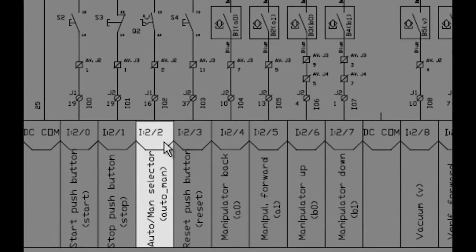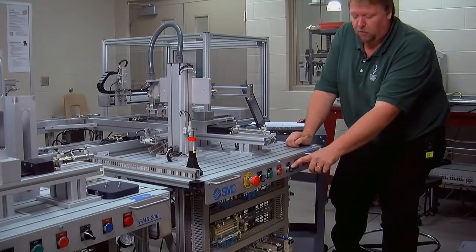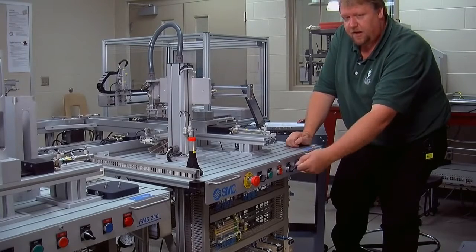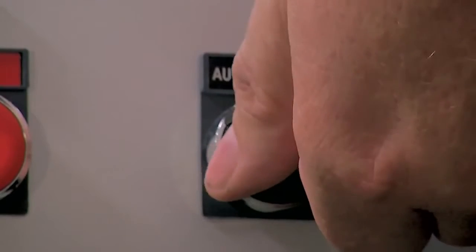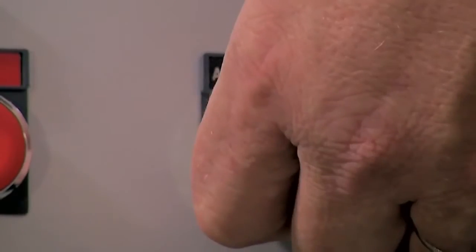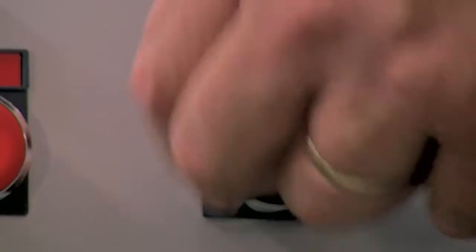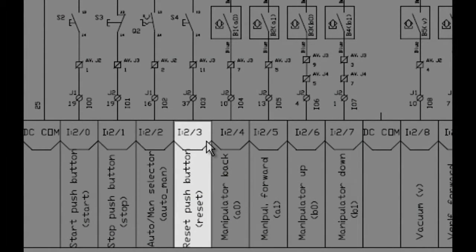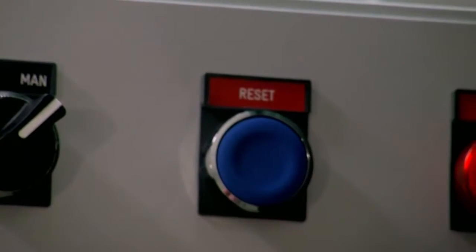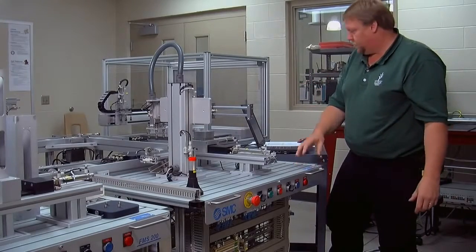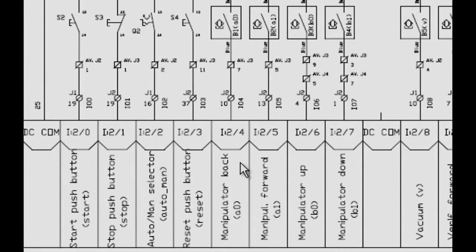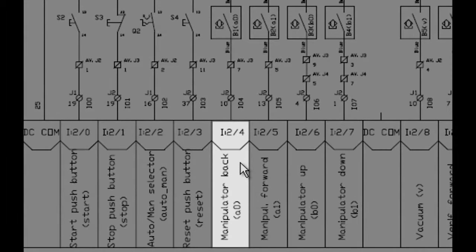And next we have auto manual, which is I:22, and this is a two-position switch, but it only has one address. So in one position you're going to get a signal, in the other position you won't get a signal, so you program accordingly. Our next button is I:23, and this button is going to enable us to reset the station should our actuators get out of control or out of sequence.